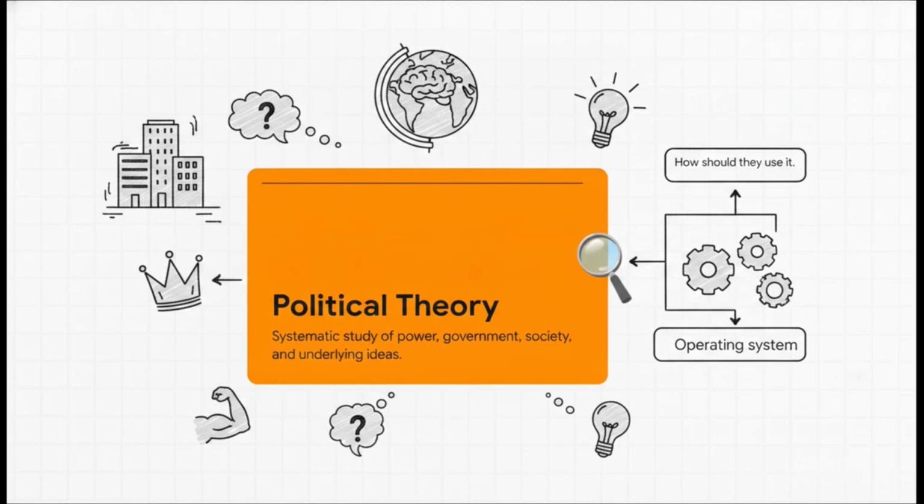Political theory is the systematic study of concepts related to power, government, society, and their underlying ideas. Okay, I like to think of it as the ultimate operating system of a nation. It is the absolute framework that helps us figure out exactly how the government and society should operate together without crashing. It doesn't just look at who holds the power right now, it asks the tougher questions, like why do they have that power? And way more importantly, how should they actually be using it?